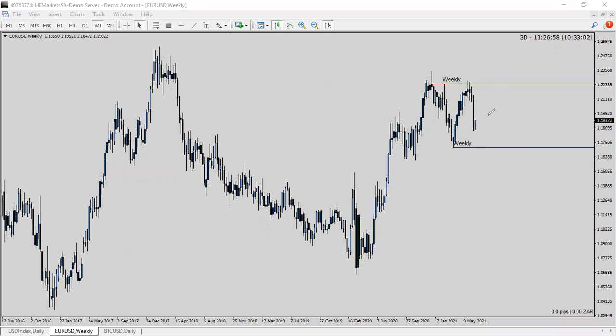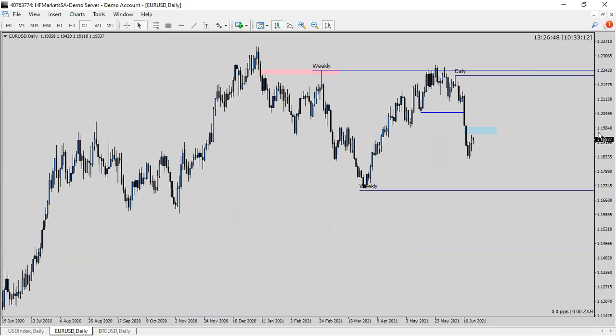Now, looking at this on the weekly, I did speak about the fact that this range was so large, we should expect some upside in this week, right? As we can see, that did actually play out very well. So let's just go down to the daily.